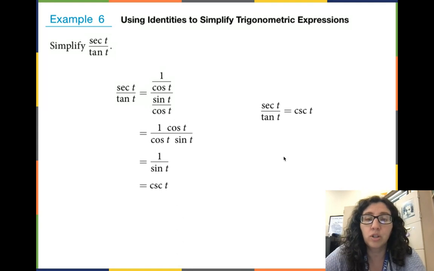So just as a side note, we kind of have created another identity. Cosecant is secant over tangent. I would never remember this. You don't have to remember this. You really just have to remember those fundamental identities, and then you can rearrange things and do some simplifying like this to find new identities if needed or if your textbook asks you to.